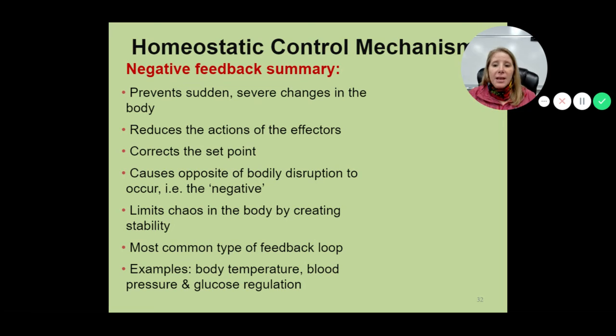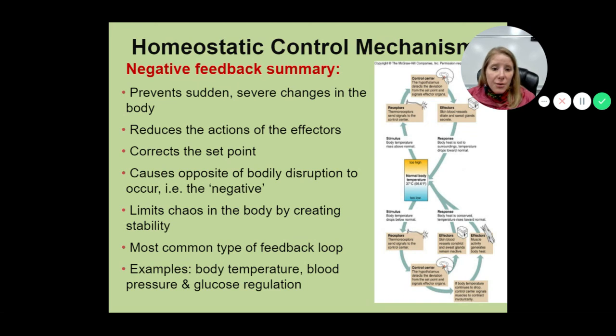So the point of negative feedback is to prevent sudden changes. It reduces the effects of the actions of the effector. So you don't shiver too much. So your body temperature doesn't go up so high that you can't bring it back down, and then you start killing off brain cells. It limits chaos in the body. It limits the disruption. That's why it's negative, because something is starting to disrupt and something else balances it out. It is the most common feedback loop. Body temperature, blood pressure, and glucose regulation are all important in that.